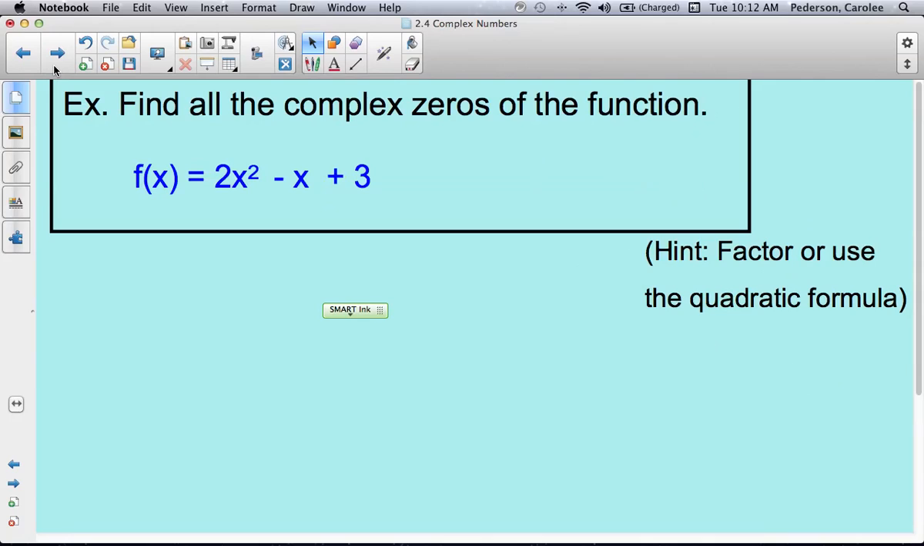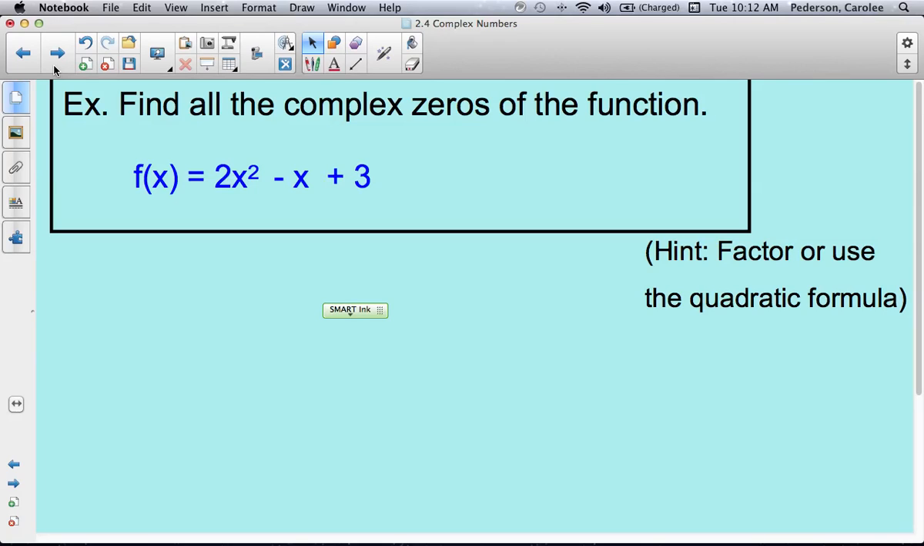Last example. We want to find the complex zeros of this function. We focused a lot in the first part of chapter 2 where we want to find the zeros of the function so we can find those x-intercepts of our graph.